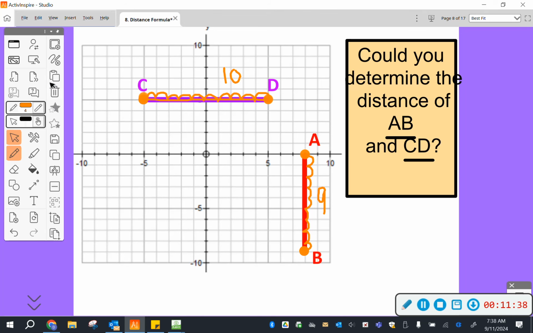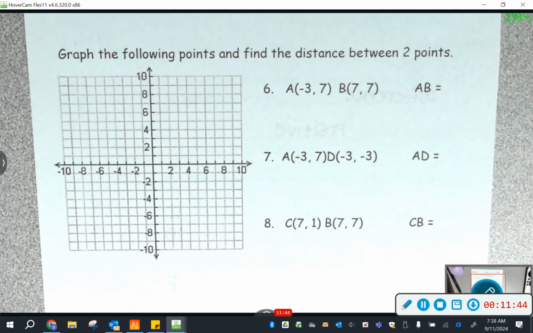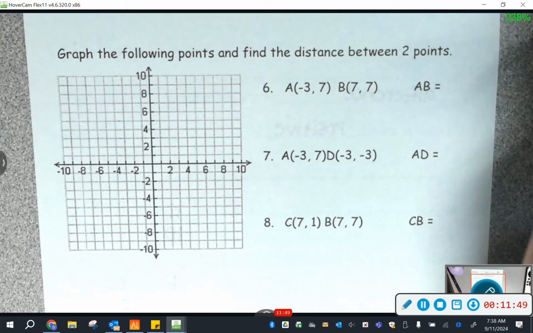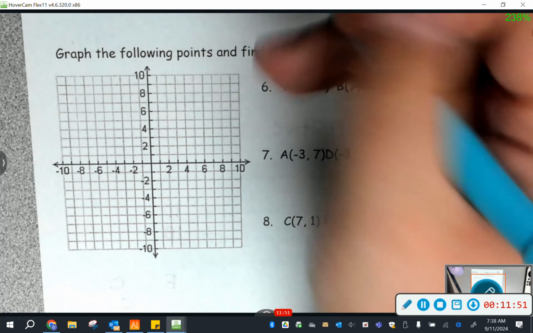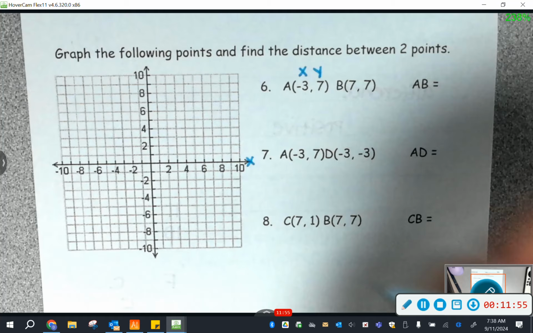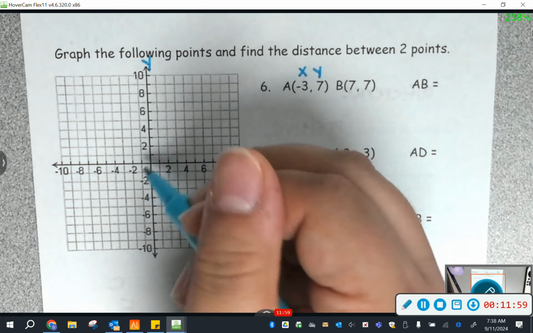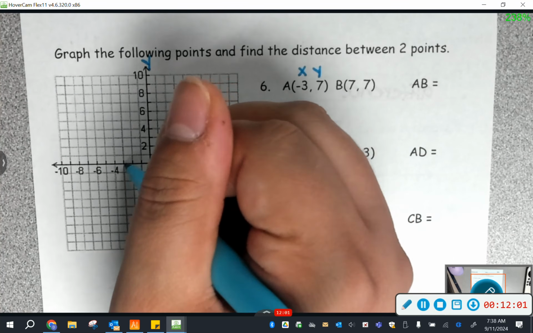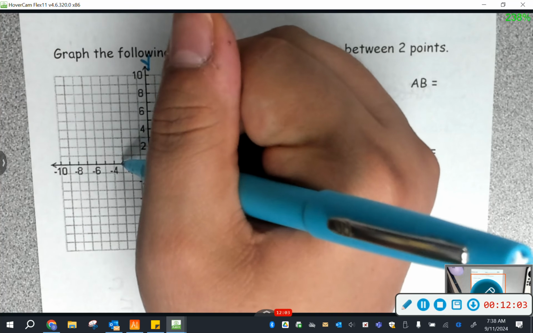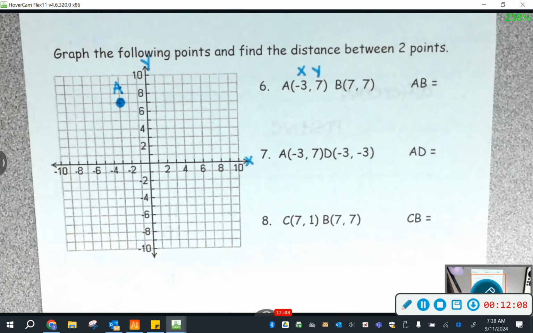So I would now like you to go to your paper right here, and let's together plot these points, and then you will count them. A is at -3, 7. Remember, it's x comma y. This is the x-axis, and this is the y-axis. -3 goes left 3. +7 goes up to 7. That is where A goes.